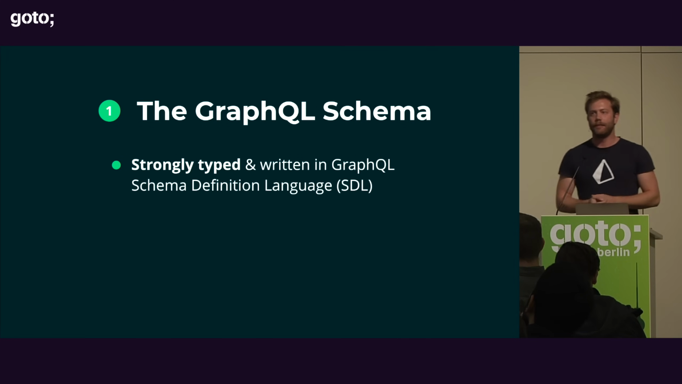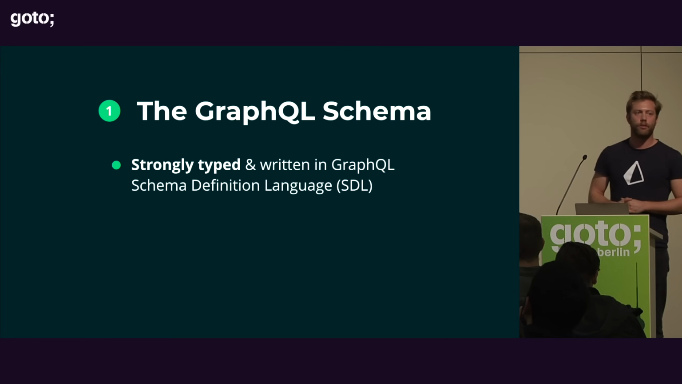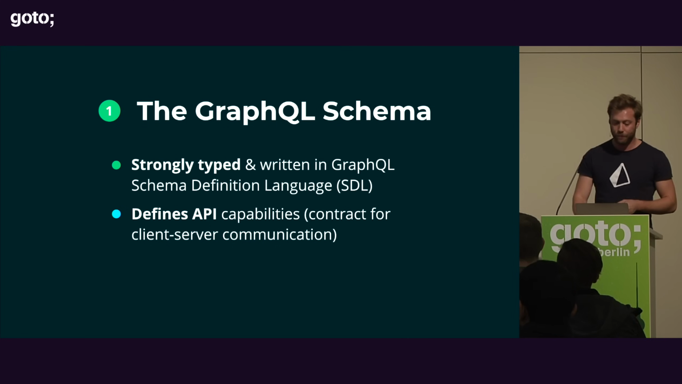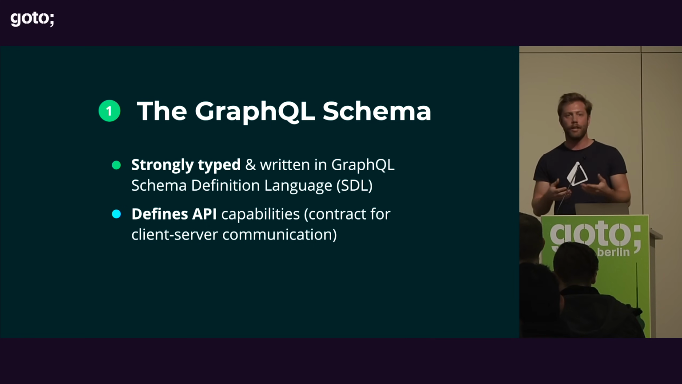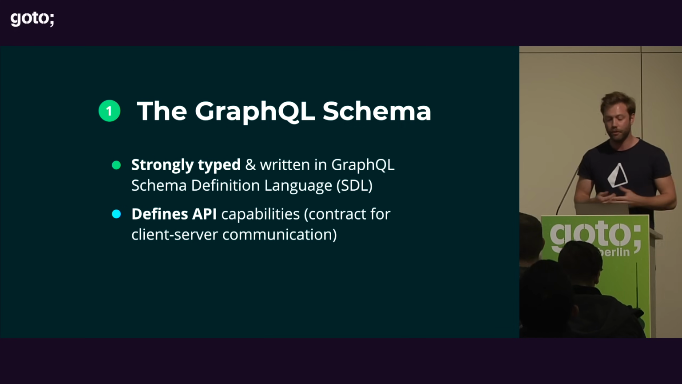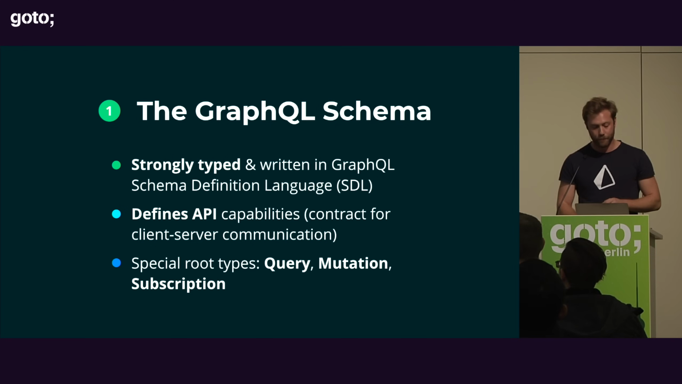The GraphQL schema is strongly typed and written in what's called the schema definition language. So it has its own language to describe what a schema actually looks like. And it defines the API capabilities and can be seen as the contract for client-server communication. So whenever a client has access to some GraphQL API, it can read the schema and it can infer all the operations that are possible in the API.